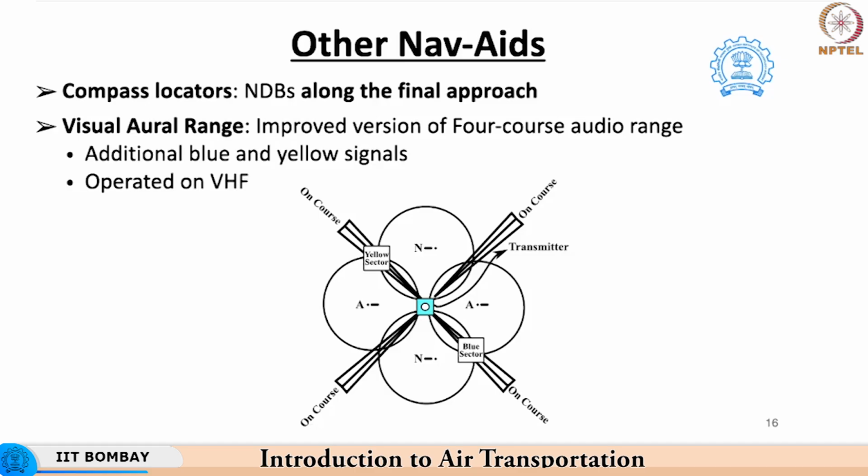These operate in the VHF spectrum of frequency, and as I mentioned earlier, apart from making use of the aural signals mentioned in the 4-course radio range setup, these systems make use of 2 additional visual signals, corresponding to the blue and yellow signals, and hence the sector is divided into 4 parts, 2 sectors corresponding to yellow and blue sectors, whereas the other 2 correspond to A and N sectors.